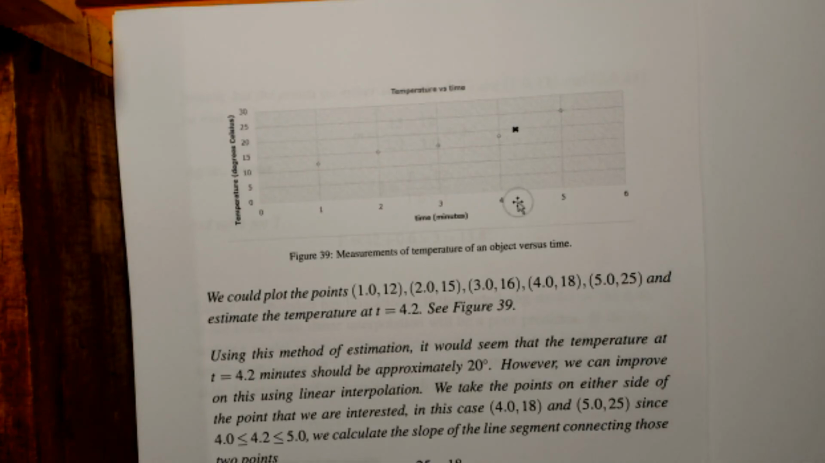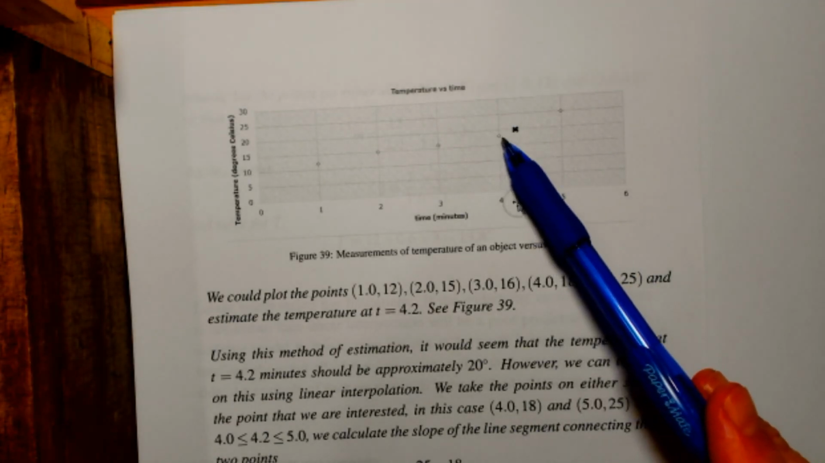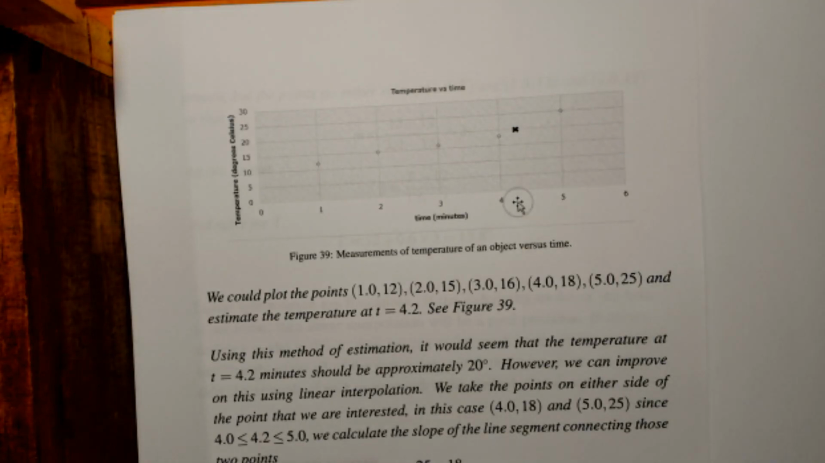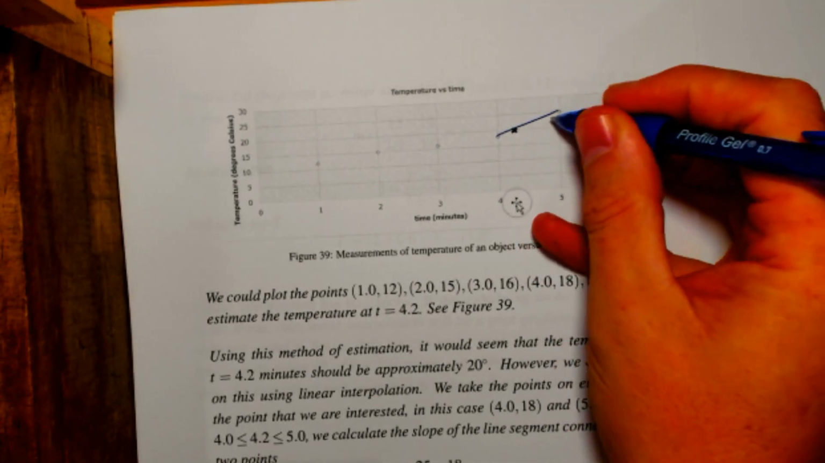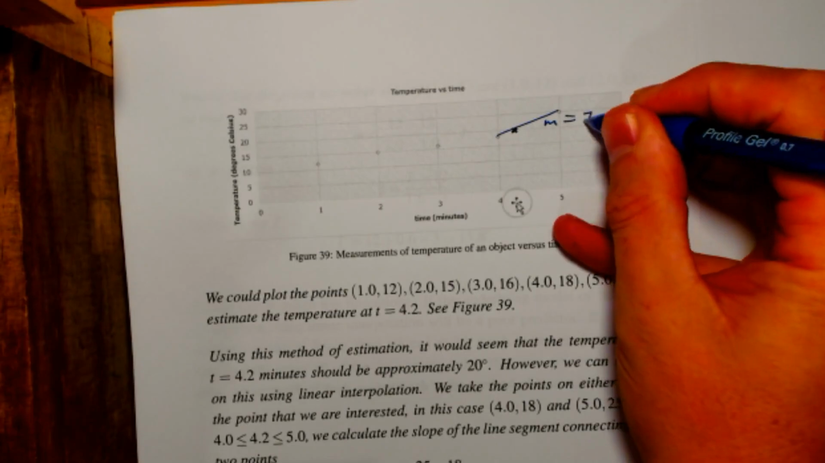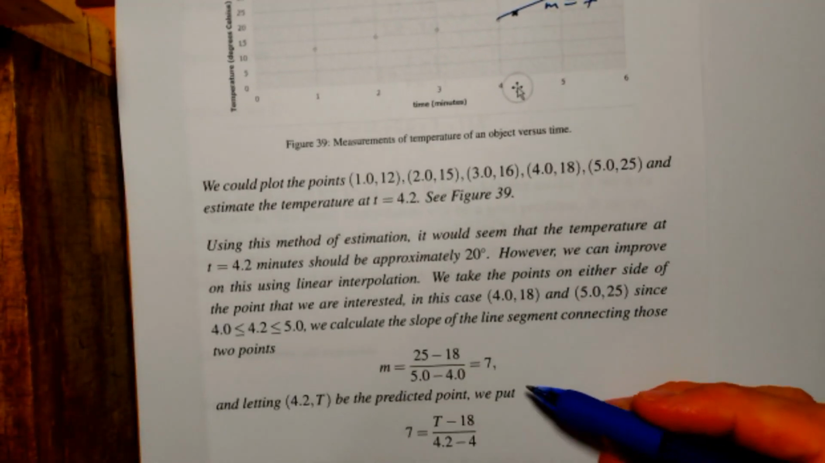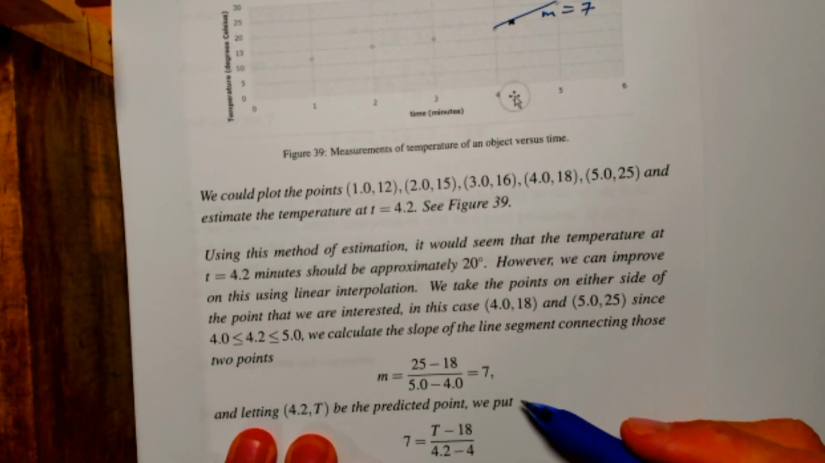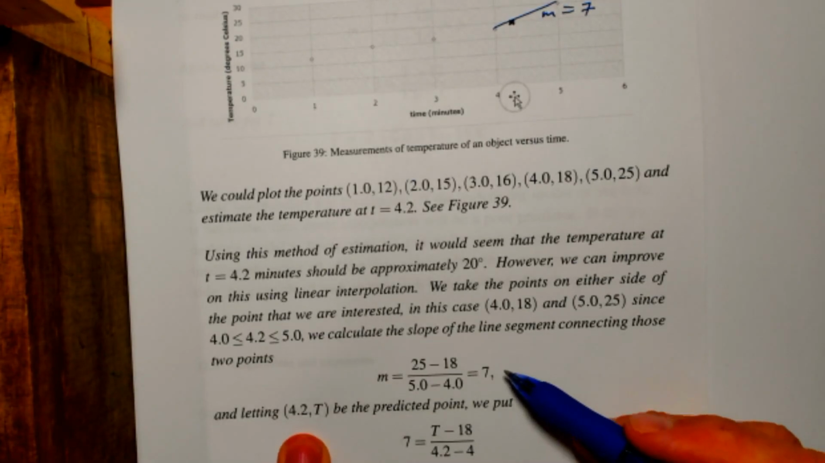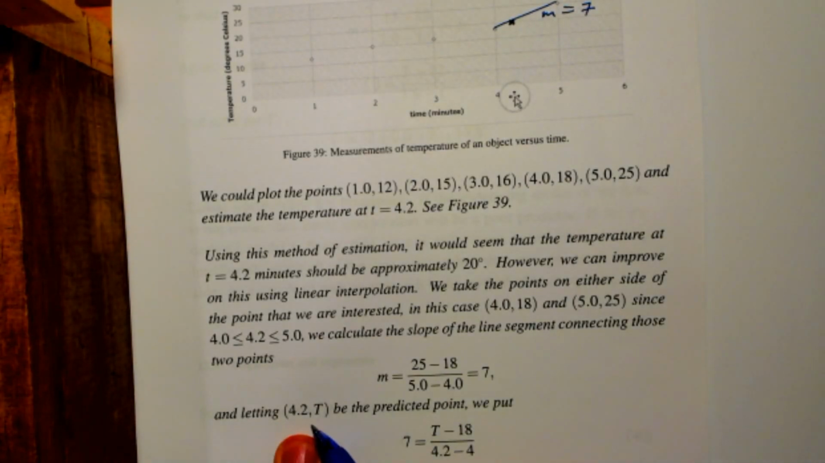Anyhow, okay, so what we do is we take the slope between these 2 points, the slope from here to here, and so let's draw on that. It gives us a slope of 7 from this calculation right here. So then what we do is we let our new point that we're interested in be the point 4.2, t. That's the predicted point, and we take this equation and we simply solve for t, right?